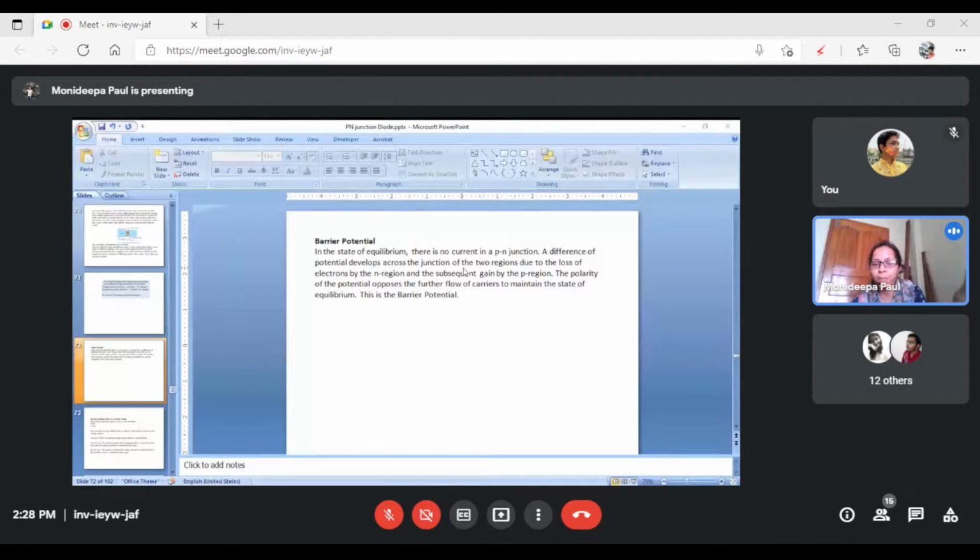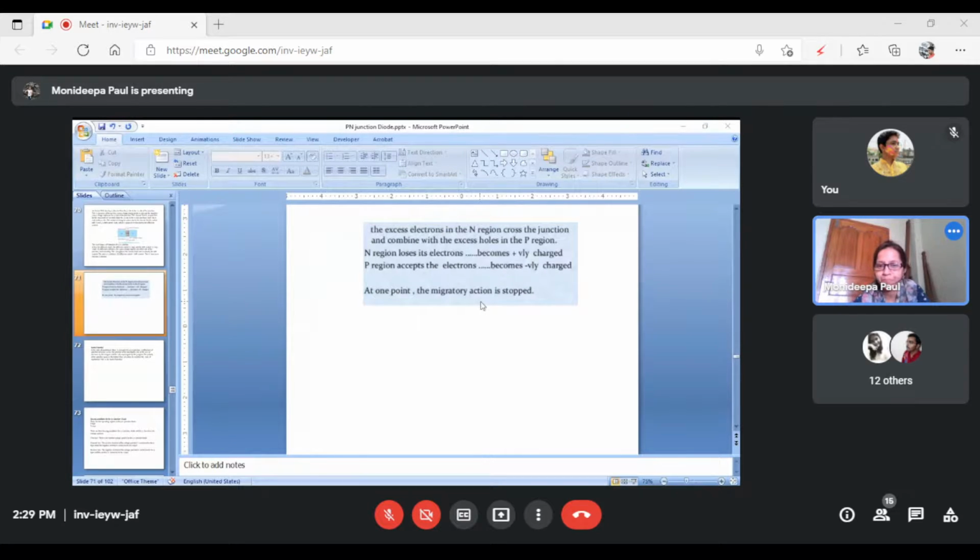I have already discussed how a potential difference develops across the junction of the two regions due to the loss of electrons in the N region and subsequent gain of electrons in the P region. The polarity of the potential opposes the further flow. At the equilibrium state, the potential developed or created at the junction opposes the flow of electrons and holes. This is the barrier potential.